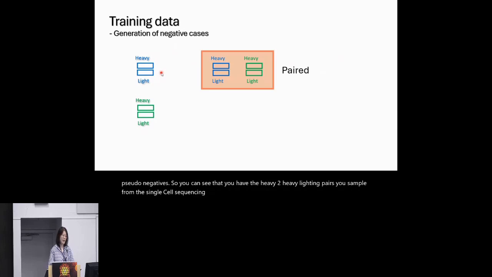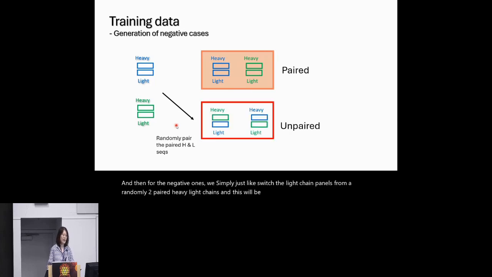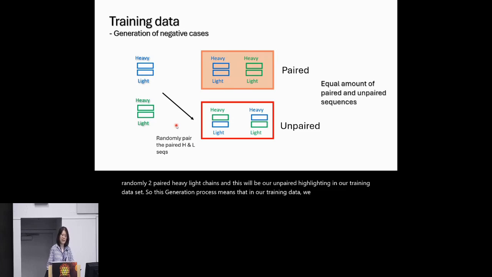So you can see that you have the two heavy-light chain pairs you sample from the single cell sequencing technique. These are labeled as paired examples in our training data set. And then for the negative ones, we simply switch the light chain partners from two randomly paired heavy-light chains. This will be our unpaired heavy-light chains in our training data set. So this generation process means that in our training data, we have an equal amount of paired and unpaired sequences.